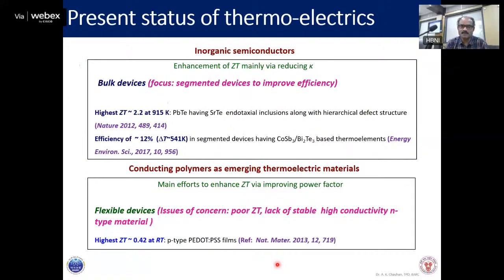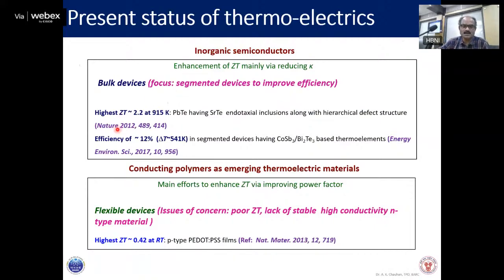So if you see the present status of thermoelectrics, both inorganic and organic semiconductors, the majority of the work is being done, as I said, by enhancing ZT values, and they are mostly by reducing the thermal conductivity only. There's no way you can go on increasing the electrical conductivity by keeping the thermal conductivity constant. So most of the people are doing the work where they are reducing the thermal conductivity.